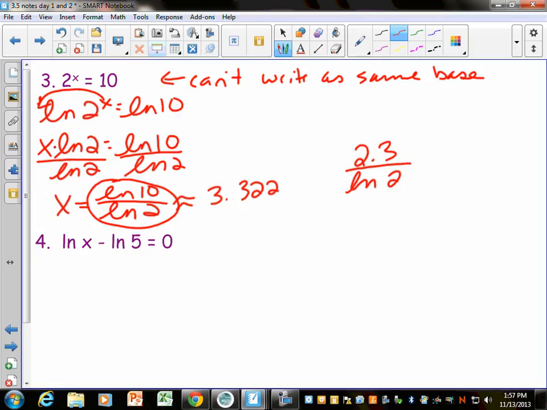On this one, this is where our properties come in handy. If we can write this as one logarithm or one ln, then we're going to have an easier time to simplify this. And so what can we do with subtraction? Write it back together as division as one ln. So is that the same as ln of x divided by 5 equals 0?